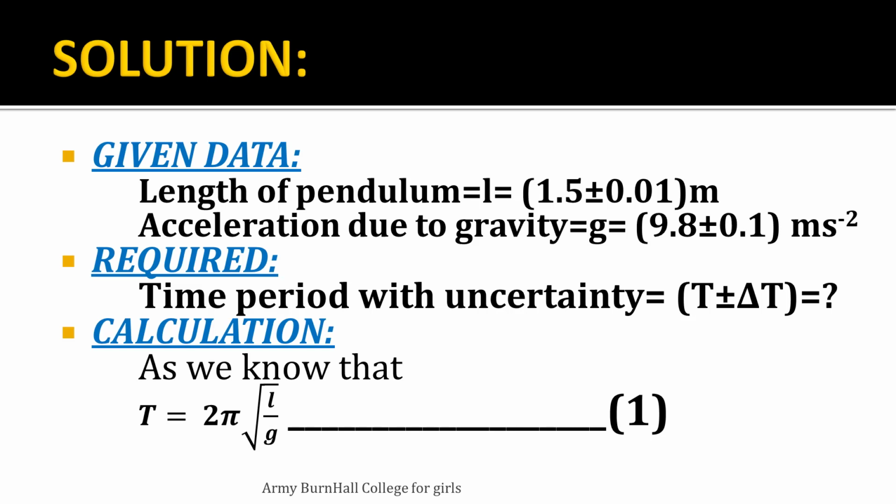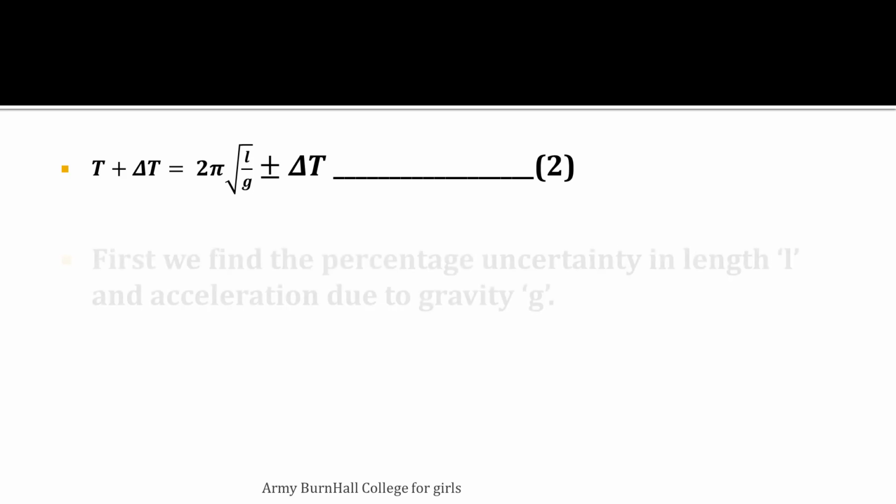Over here quotient is there, division is there, and in division, according to the rules of uncertainty, we know that first we will find out percentage uncertainties and then we will add them, because in multiplication and division we need percentage uncertainties. So over here first we will write down the equation in this format: T plus delta T is equal to 2 pi under root L over g plus minus delta T. Name it as equation number 2.